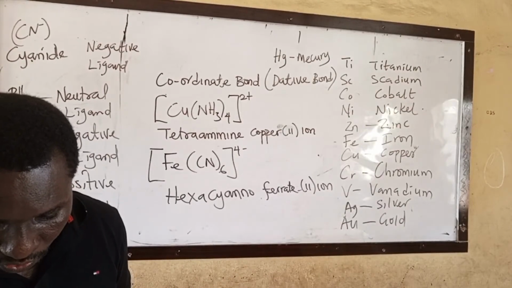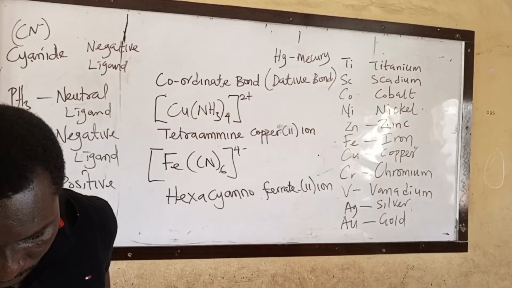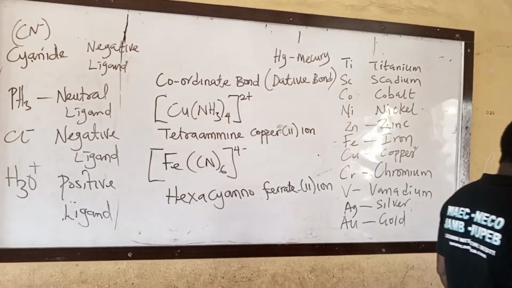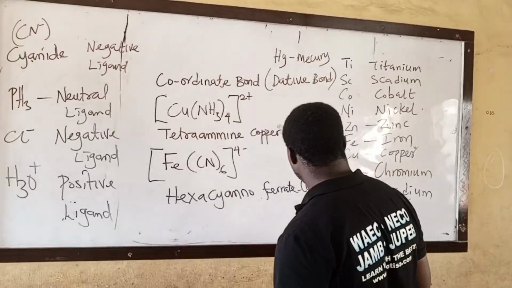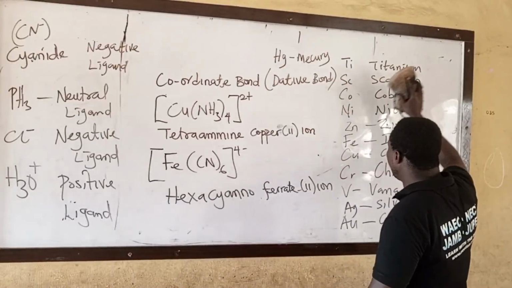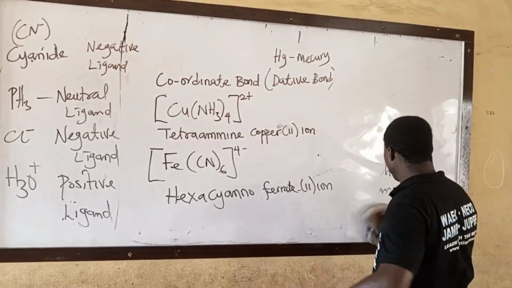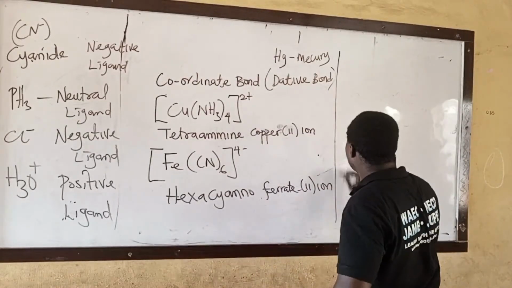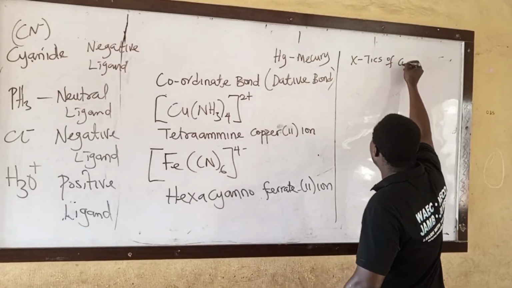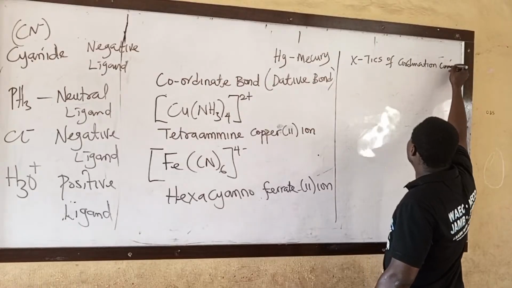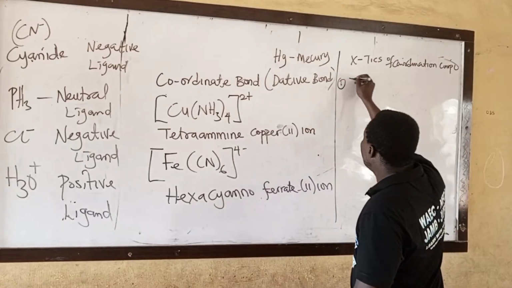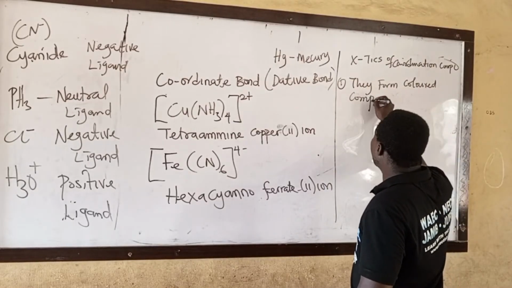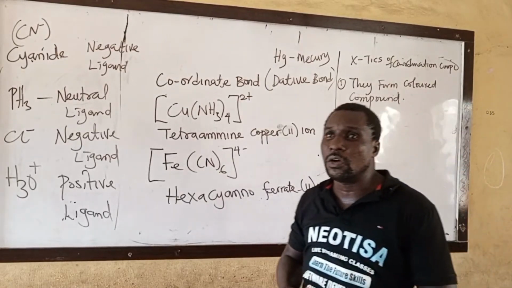Then let's move to the last one for today. Characteristics of coordination compounds. Number one, they form colored compounds. Number one, they are colored compounds.